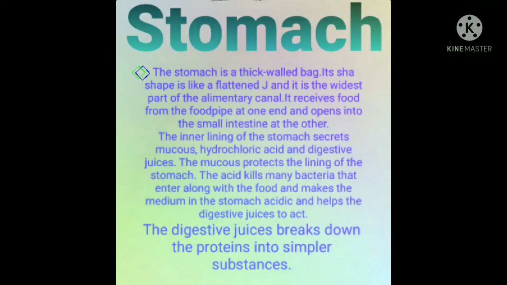Stomach. The stomach is a thick-walled bag. Its shape is like a flattened J and it is the widest part of the alimentary canal. It receives food from the food pipe at one end and opens into the small intestine at the other. The inner lining of the stomach secretes mucus, hydrochloric acid, and digestive juices. The mucus protects the lining of the stomach. The acid kills many bacteria that enter along with the food and makes the medium in the stomach acidic, and helps the digestive juices to act. The digestive juices break down the proteins into simpler substances.